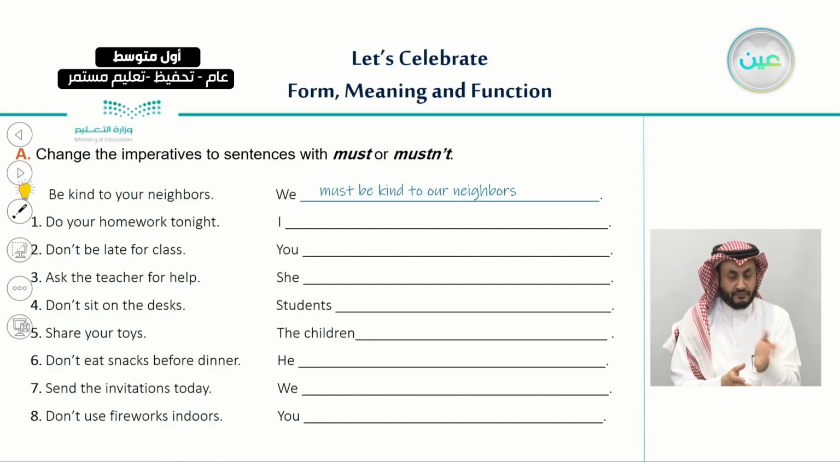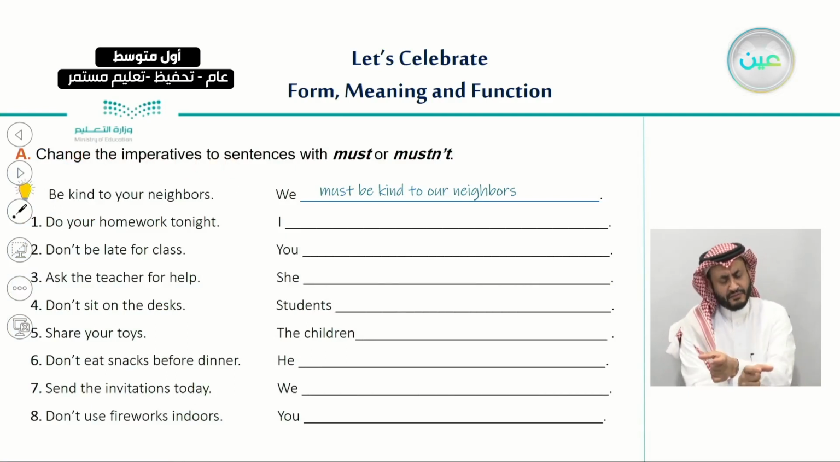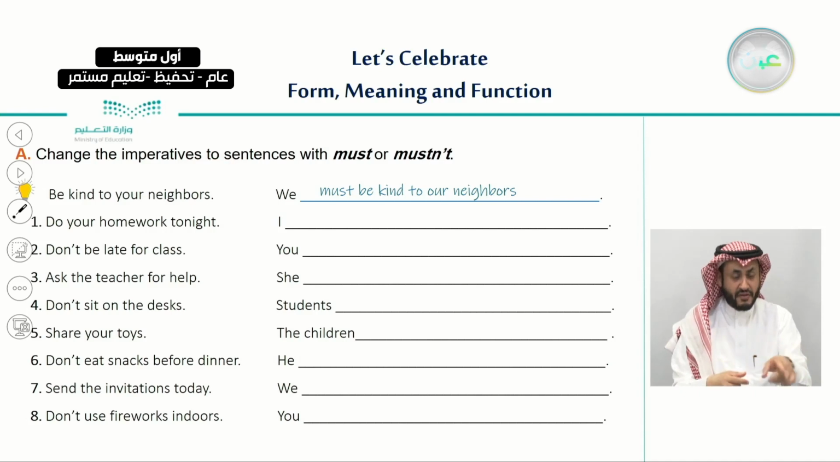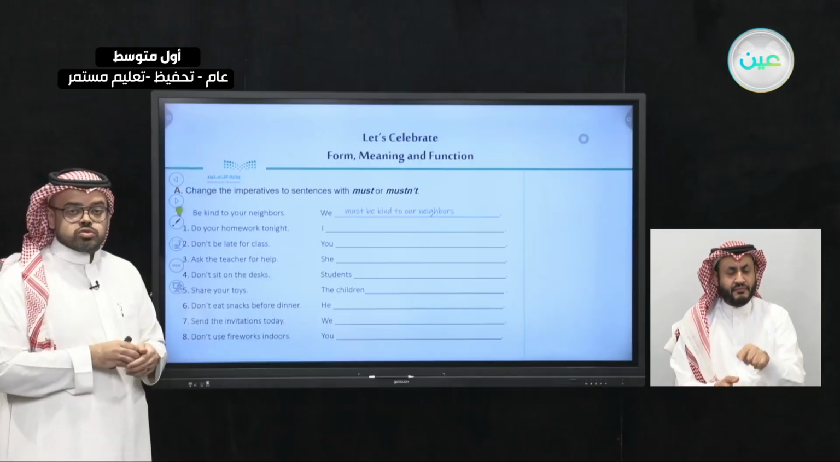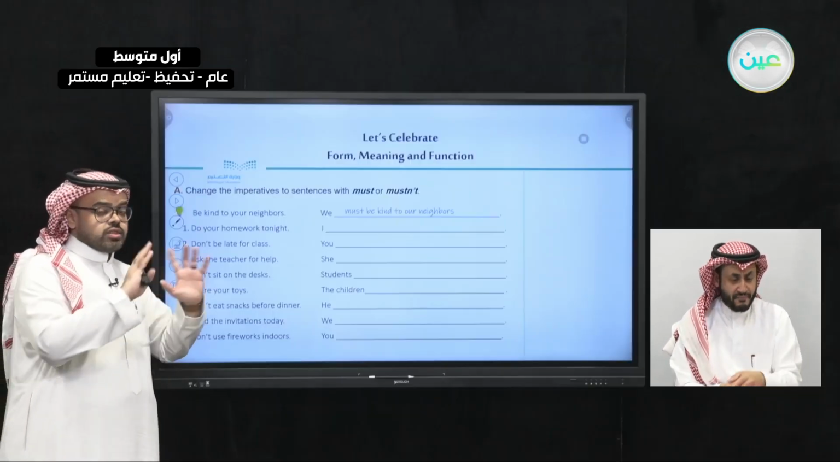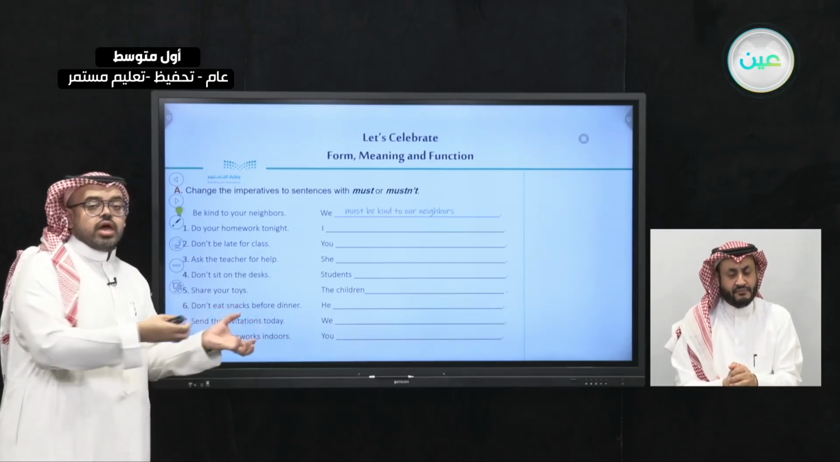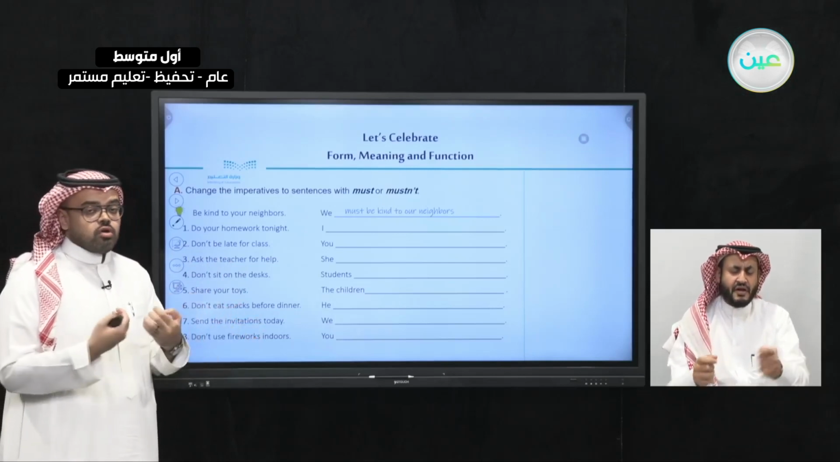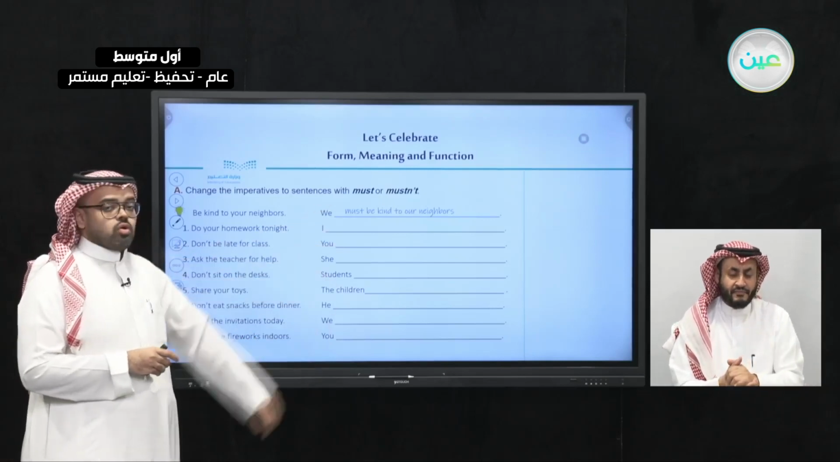So now let's do an exercise, and this one I think is very important. Change the imperatives to sentences with must or must not. So here on the left you'll see imperatives, instructions. Sentences that feel like someone is asking you to do something. So we need to change the form of these sentences and write a sentence of our own, using must or must not.